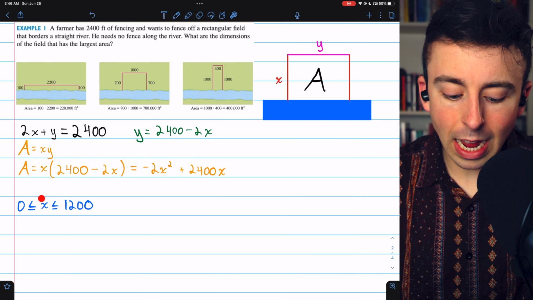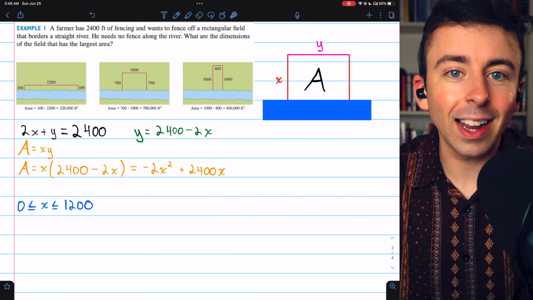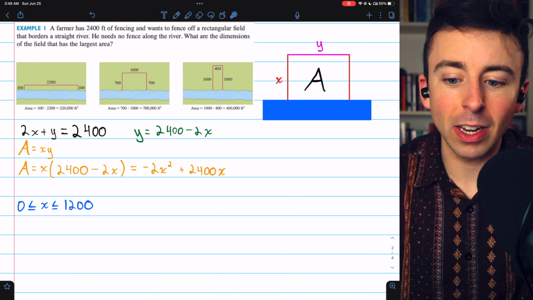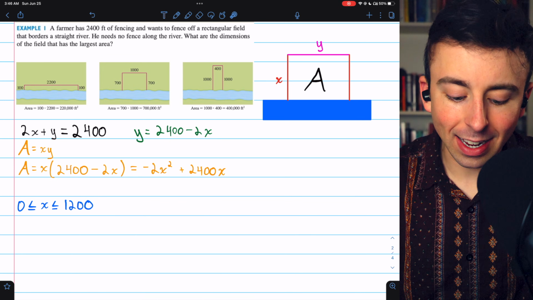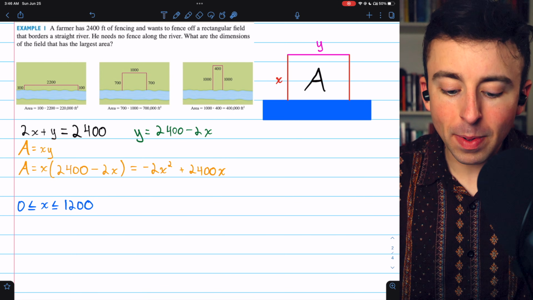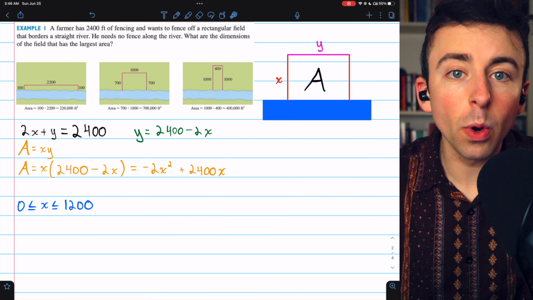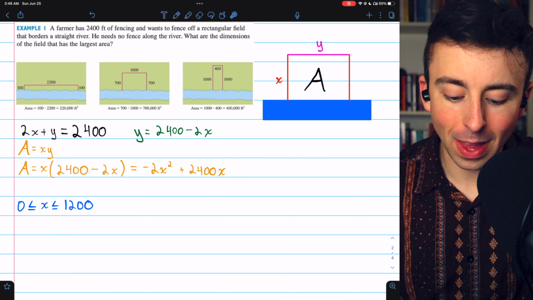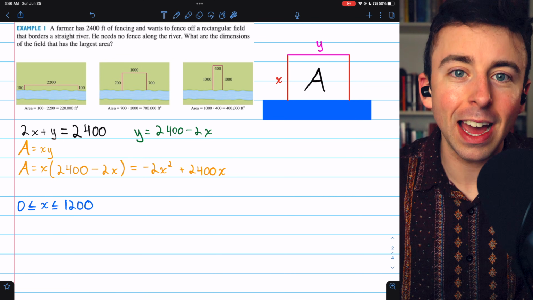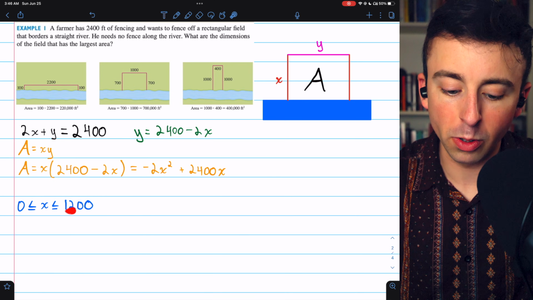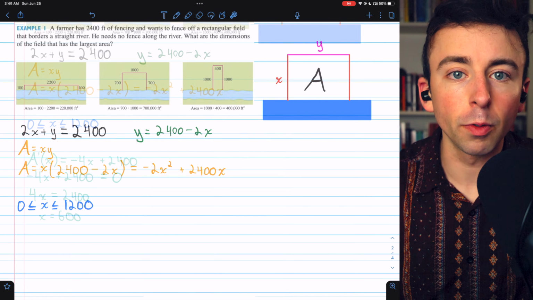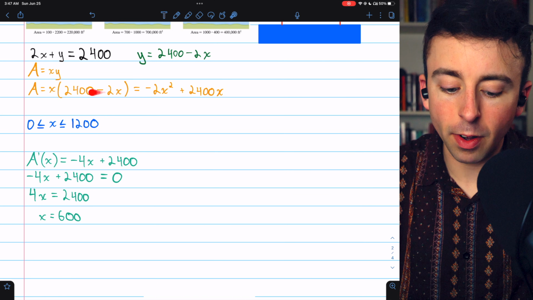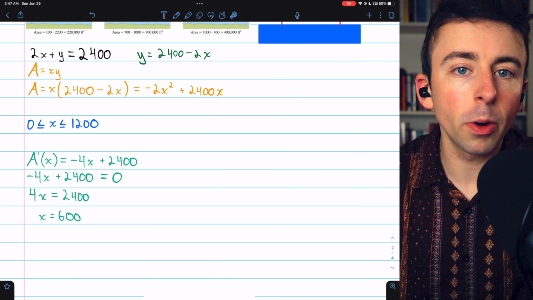The next step is to establish the feasible domain. In this case, x has to be between 0 and 1,200. We obviously can't have a negative dimension on our rectangle, and x has to be less than or equal to 1,200 because the amount of fencing we have is 2,400, and there are 2 copies of x in our design. So x can't exceed 1,200. We don't have that much fencing. So x is between 0 and 1,200. Again, this is a closed interval. Now we're on to the calculus part. We're trying to find the maximum value of this area function on the closed interval between 0 and 1,200.